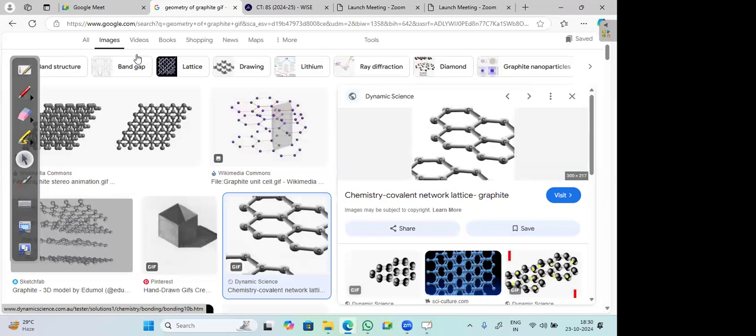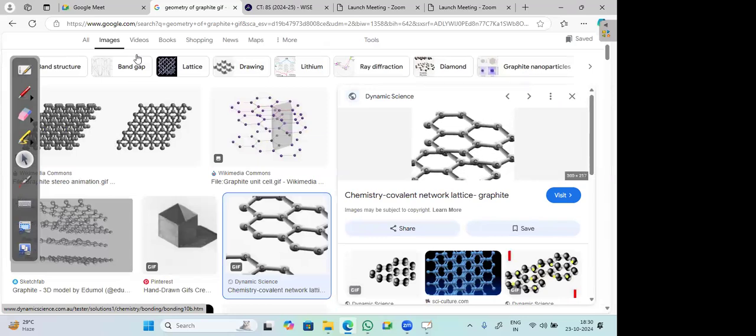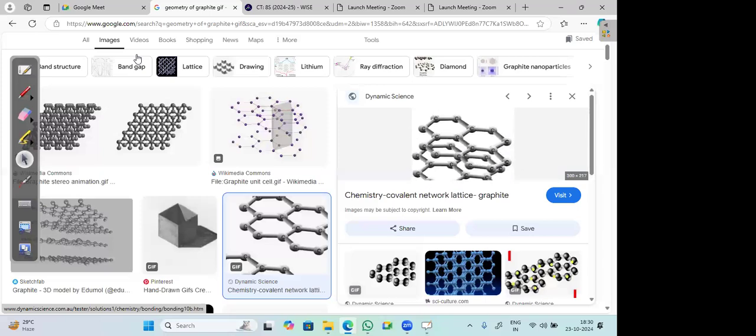So here two layers have been shown, and these two layers can slide. They are movable. So there is one electron which is not bonded. There is one electron which is stationary, which is free. Every carbon has four electrons.